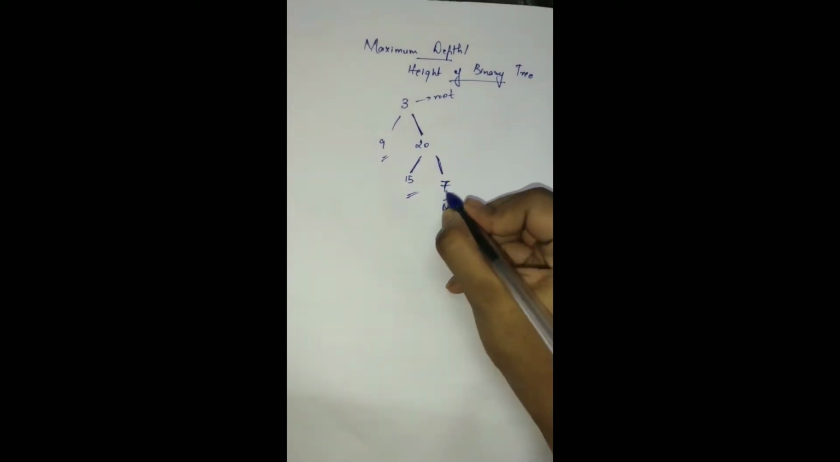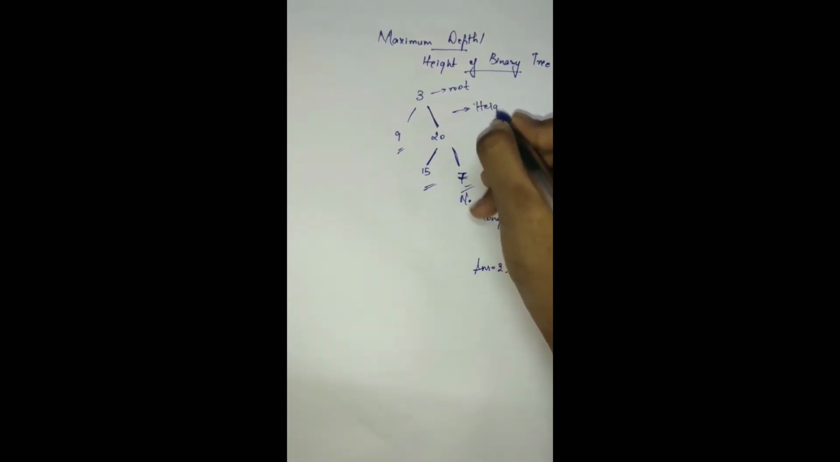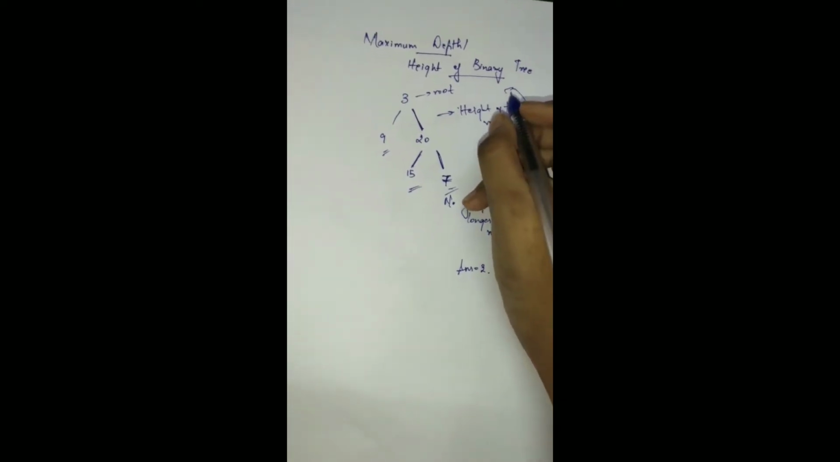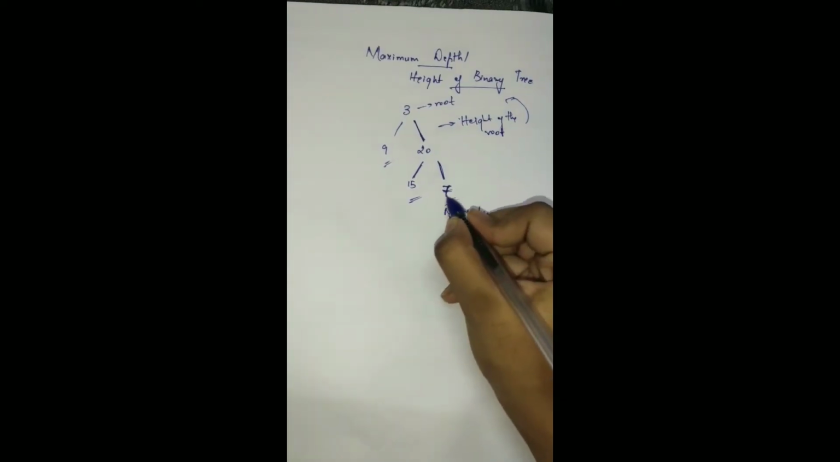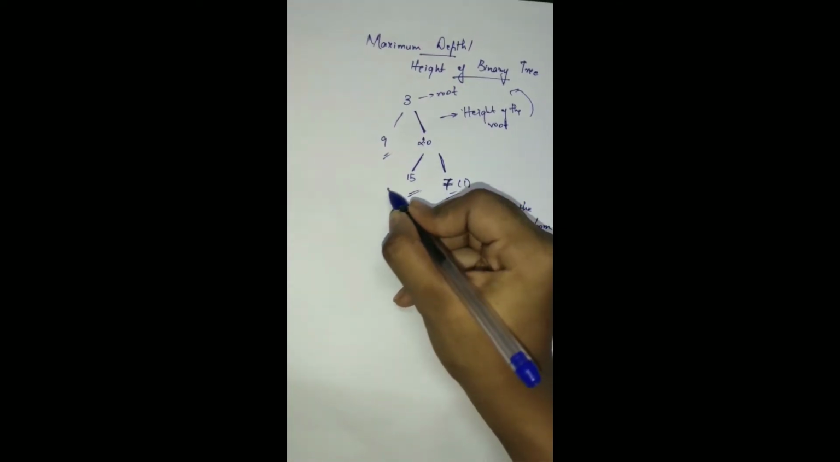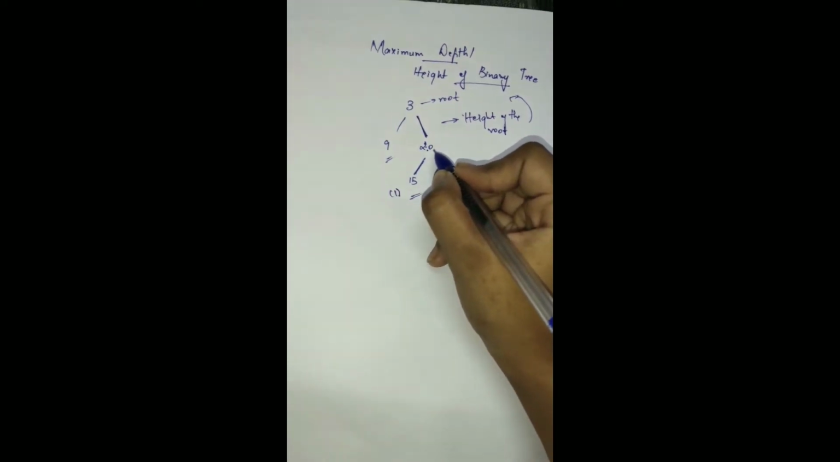So now, we all know that the height of the root node is nothing but the height of the binary tree. So now we are going to find the height of each node. What is the height of 7? Height of 7 is 1. And what is the height of 15? Height of 15 is also 1. Now what is the height of 20?